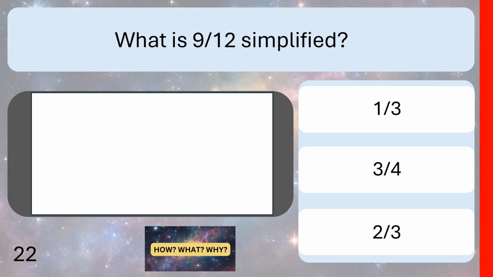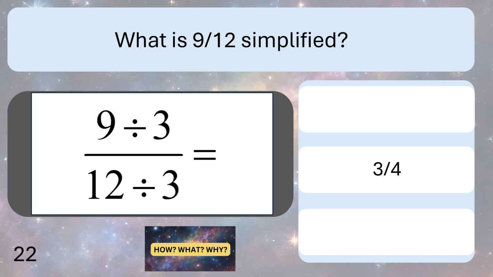What is 9/12 simplified? Is it 1/3, 3/4, or 2/3? The answer here is 3/4. And in order to solve this problem, we have to find the highest common denominator in both 9 and 12. That number is 3, so we divide both the top and the bottom by 3, and we get 3/4.